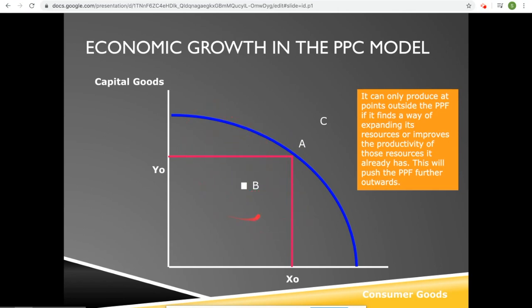As we know, the resources that it has, the factors of production, we call them CELL. So that's capital, entrepreneurship, land, and labor. So, if it improves the productivity of those resources that it has, this will push this PPC further outwards, or if it expands its resources, that means an increase in the quantity of the resources. So, as we can see, this is the outward shift.